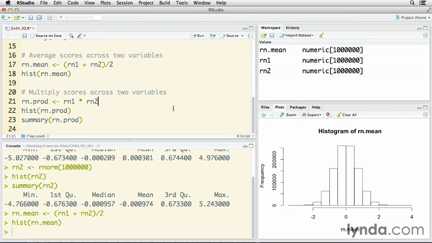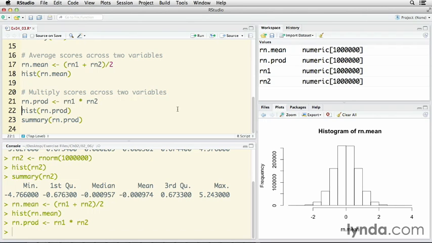And what we're going to do is take the first score in the first vector, multiply it times the first score in the second vector, and so on. Now, there's an interesting thing about this: when you take random data or standard normal variables and multiply them towards each other, you get a very peculiar distribution that results.